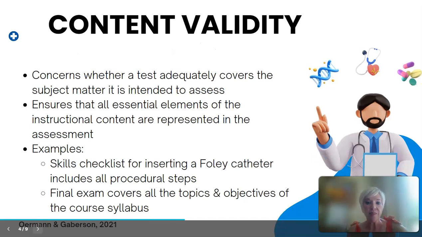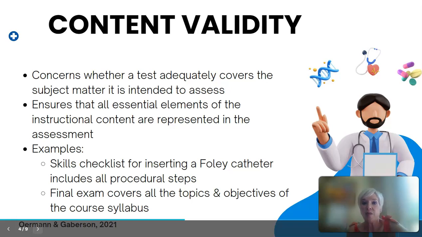Content validity concerns whether a test adequately covers the subject matter it is intended to assess. Did the test actually assess what was taught? It ensures that all essential elements of the instructional content are represented in the assessment. This form of validity is particularly important in nursing, where exams must be aligned with course outcomes, accreditation standards, and clinical competencies. It's often established through expert review or the use of test blueprints.